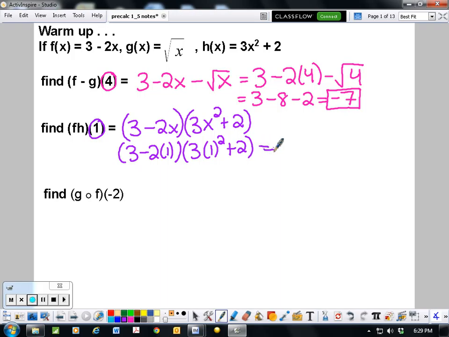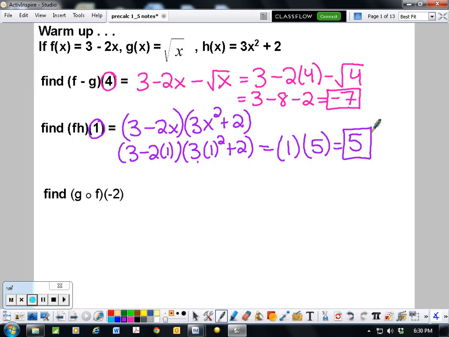So we've got 3 minus 2 times 1. So 2 times 1 is 2. 3 minus 2 is 1. So that gives us 1. 1 squared is 1. Times 3 is 3. Plus 2 is 5. Which gives us a solution of 5.